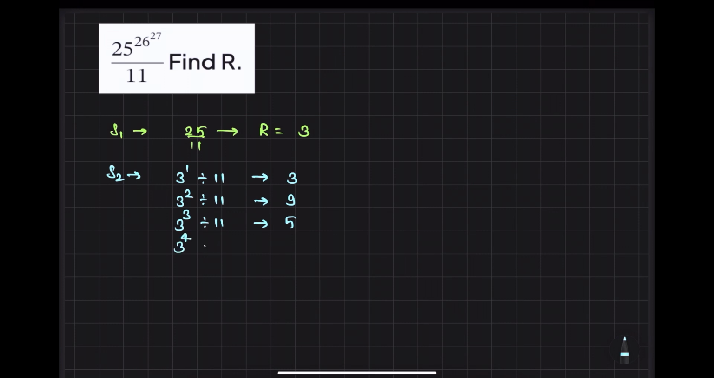Now 3 power 4, I know that you know what 3 power 4 is, but look at this. Suppose, can you write 3 power 4 as 3 power 3 into 3? Correct? So if you divide 3 power 3 by 11, your remainder will be 5. Now you have 3, so 5 3s are 15. Now you have to divide 15 by 11 to get the remainder. Okay, so this is also one of the methods. So the remainder is 4.